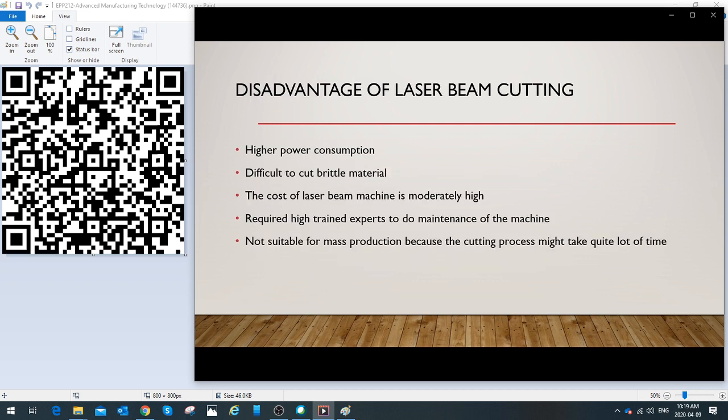And then the disadvantages of laser beam cutting. First, it consumes very much power, which is not economical. Second, it is difficult to cut brittle material, because brittle material has high thermal gradients and does not conduct heat energy easily. The third one is that the cost of the laser beam machine is moderately high, because the integrated lens inside the machine is very expensive. It also requires highly trained experts to do the maintenance of the machines. Lastly, it's not suitable for mass production because the cutting process might take quite a lot of time.